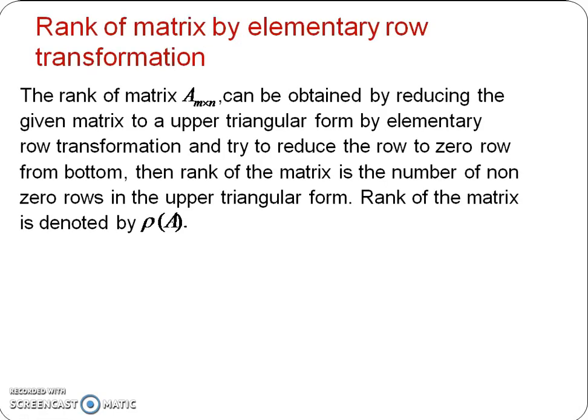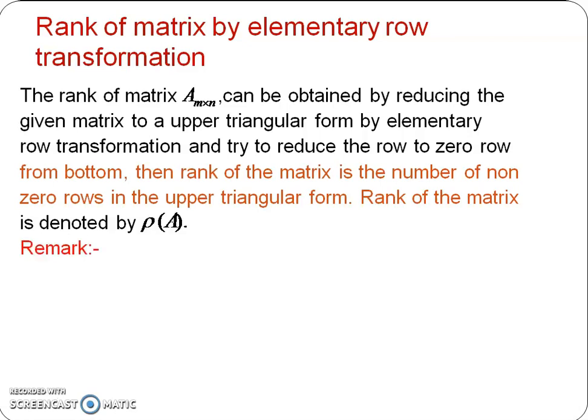The rank of a matrix A, m cross n, can be obtained by reducing the given matrix to upper triangular form by elementary row transformation, trying to reduce the rows to zero rows from the bottom. Then the rank of the matrix is the number of non-zero rows in the upper triangular form, and it is denoted by rho of A. So basically the rank of a matrix is nothing but the number of non-zero rows in the upper triangular form of the matrix.